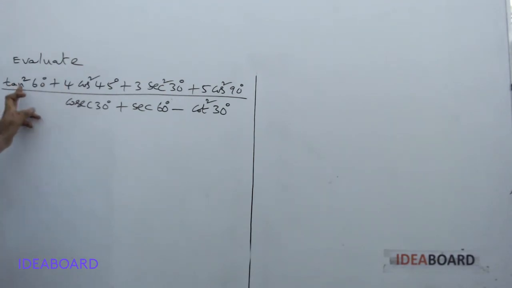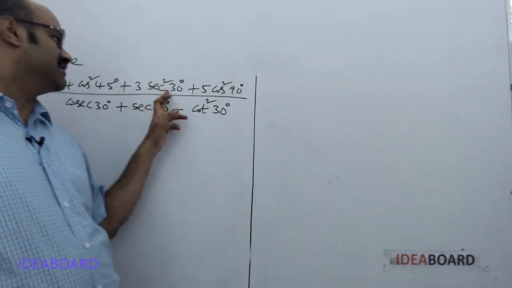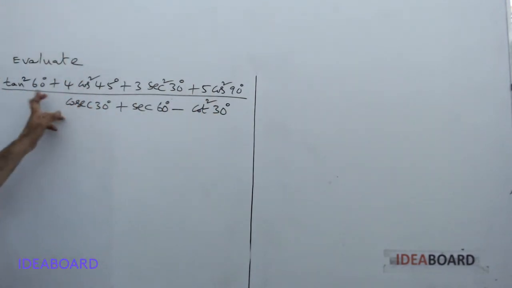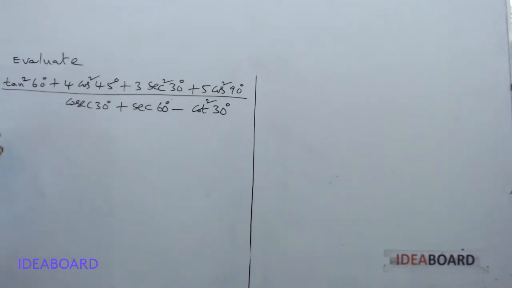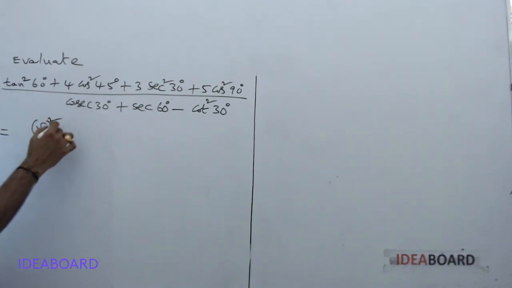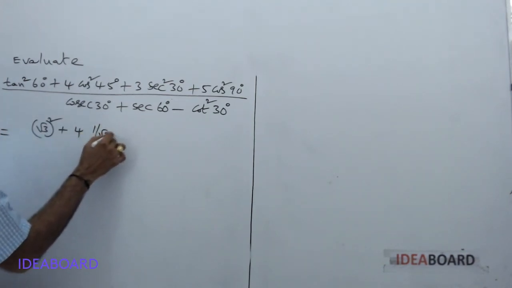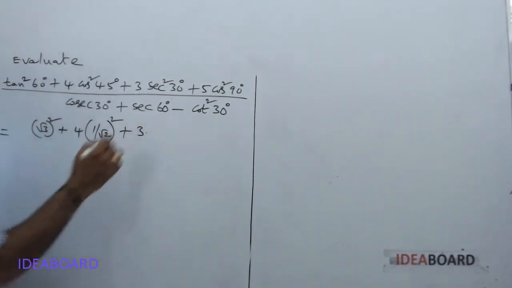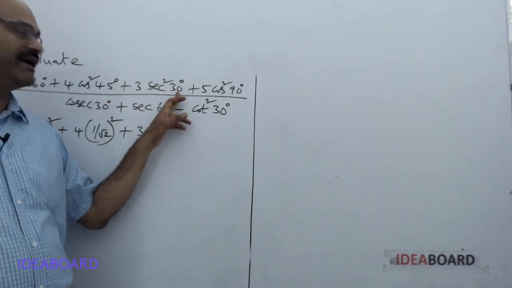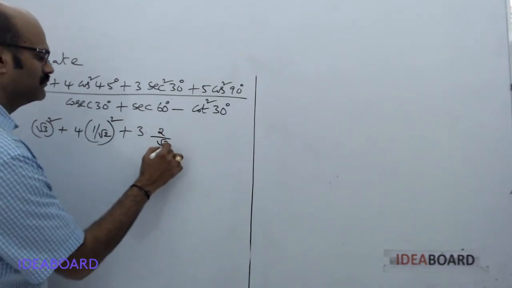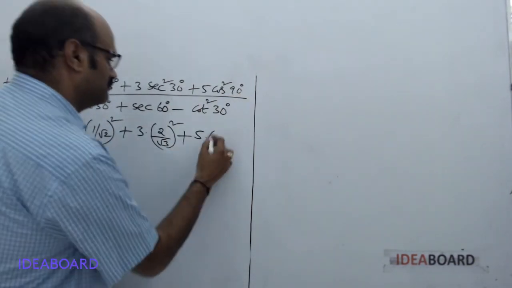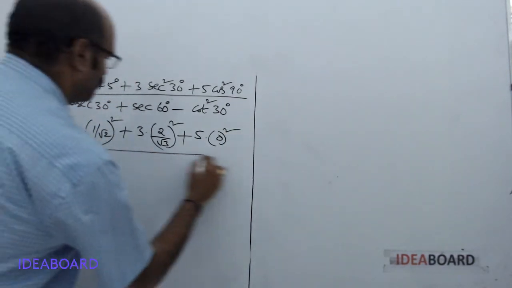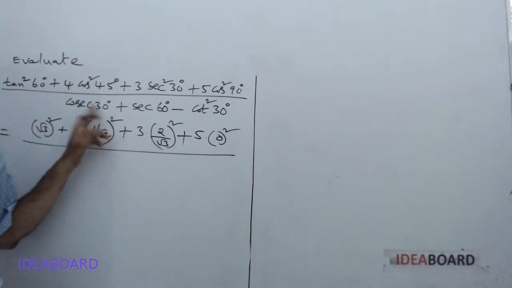Next problem. Evaluate (tan square 60 plus 4 cos square 45 degrees plus 3 secant square 30 degrees plus 5 cos square 90 degrees) whole by (cosecant 30 degrees plus secant 60 degrees minus cos square 30 degrees), which is equal to, we know that tan 60 value equals root 3, whole square, plus 4 into cos 45, 1 by root 2, whole square, plus 3 into cos 30 value root 3 by 2, so secant 30 equals 2 by root 3, whole square, plus 5 into cos 90, 0, whole by cosecant 30, sin 30, 1 by 2.